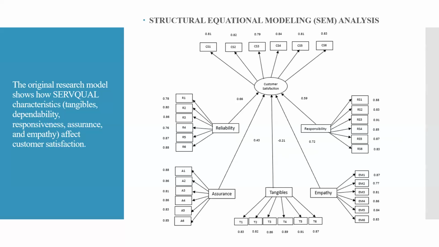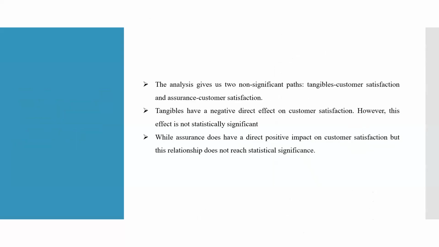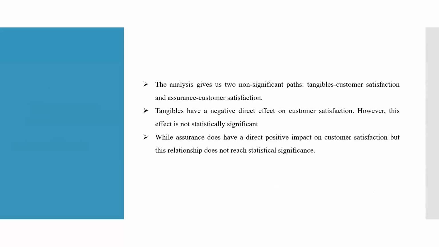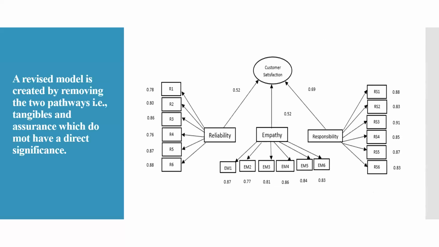So after doing the analysis, it was found that 2 of the dimensions, which are the tangibles and the assurance, do not have a direct significance towards customer satisfaction, but the rest of the three, that is reliability, empathy, and responsiveness, have a direct significant impact on the customer satisfaction. So this is a revised model where the tangibles and assurance paths have been cleared off, and only the ones which give direct significance towards customer satisfaction have been shown.